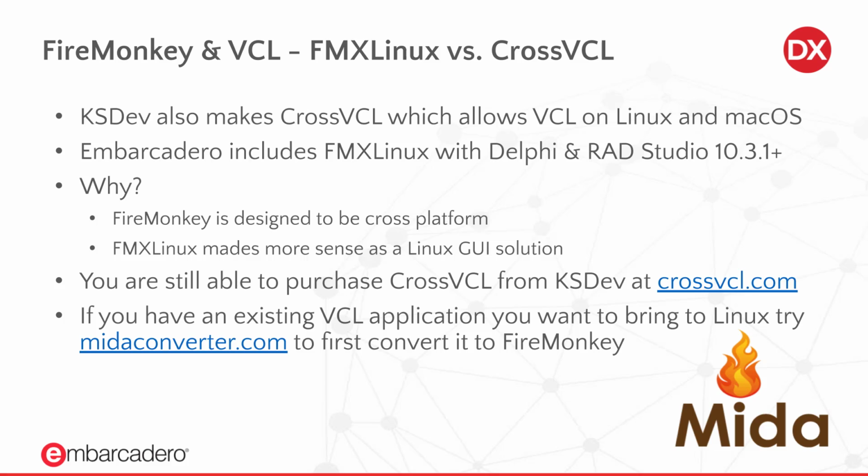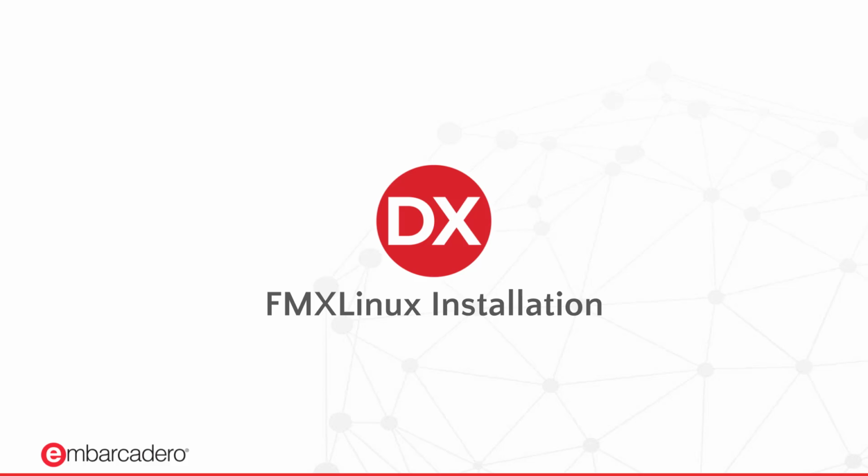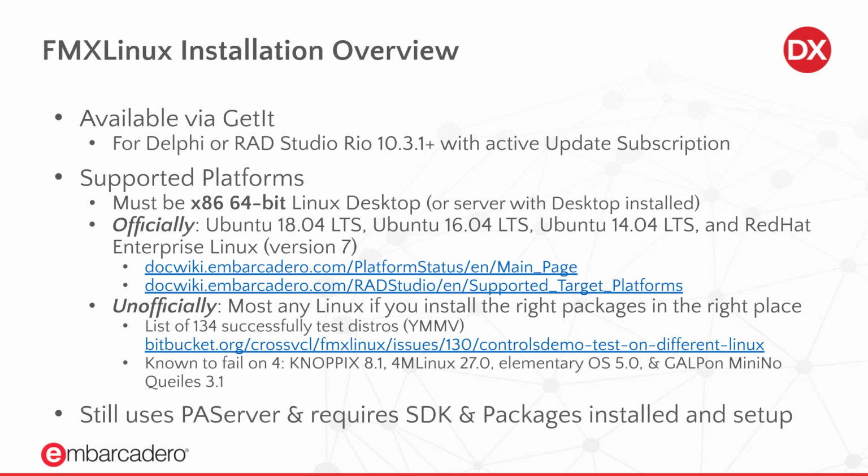If you do have an existing VCL application, though, and you want to bring it to Linux, check out the MiTA Converter and convert it to FireMonkey first, and then you can convert it to FireMonkey for Linux. So to install FMX for Linux, it's available via GetIt. Just go into Delphi or RAD Studio. It doesn't work with C++Builder. There's no C++ compiler for Linux yet.